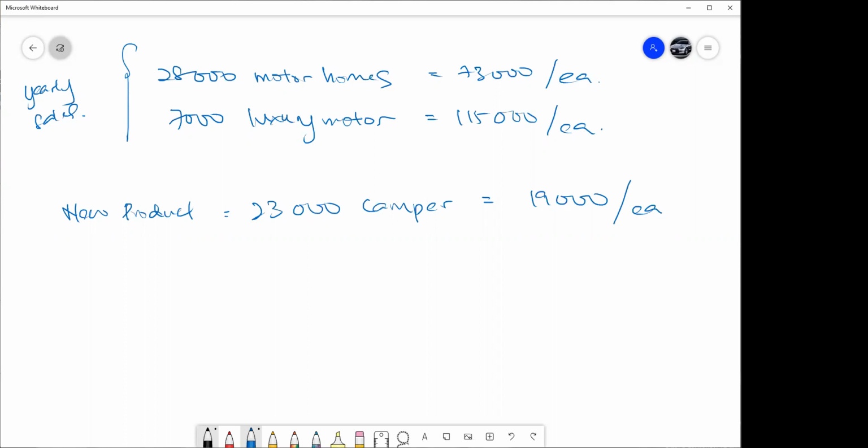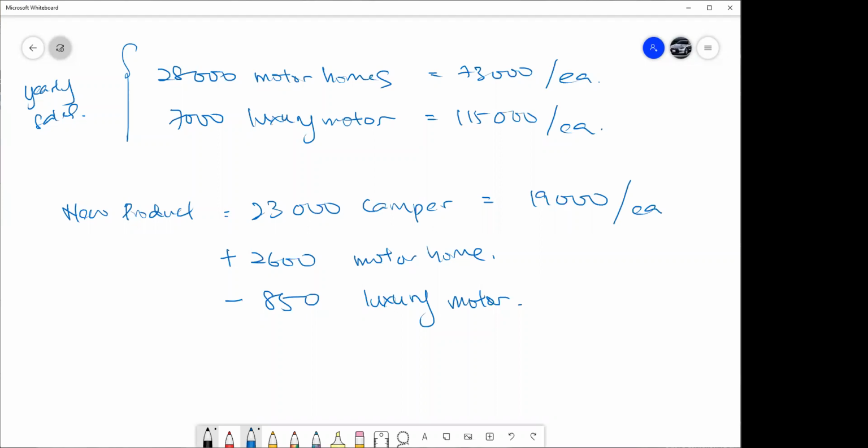Okay, so with this new product, they can sell 23,000 campers at 19,000 each. Then the expert review says this new product will affect the previous sales. So there will be an increase of 2,600 units of motorhomes. Okay, but the problem, it will affect the sales of the luxury motorhomes. So negative 950 sales. Sorry, 850. Negative 850 units of luxury motorhomes. What is the amount to use as the annual sales figure when evaluating this project and why?